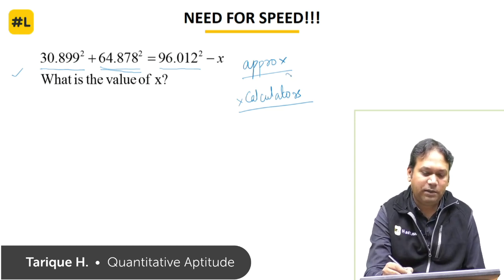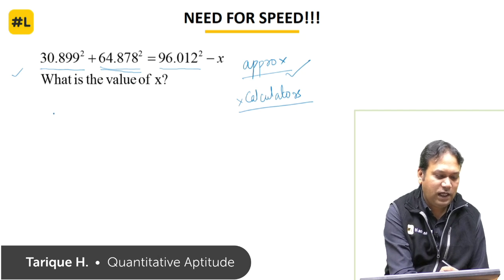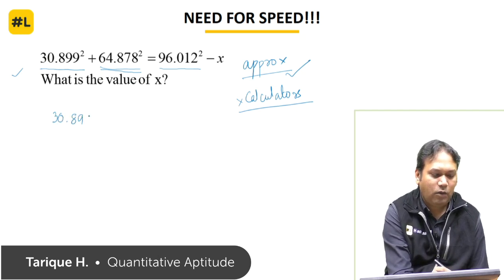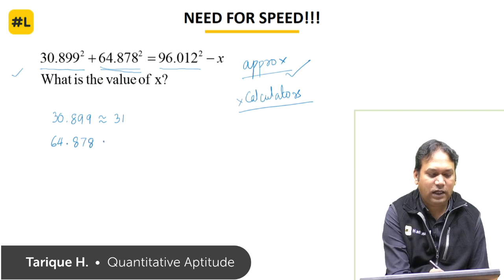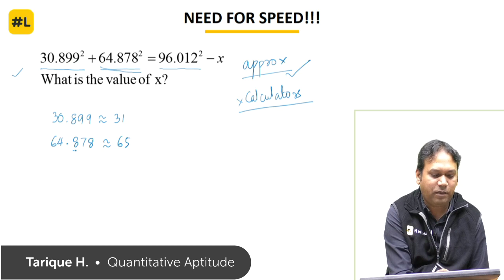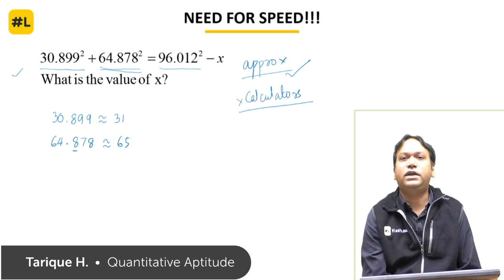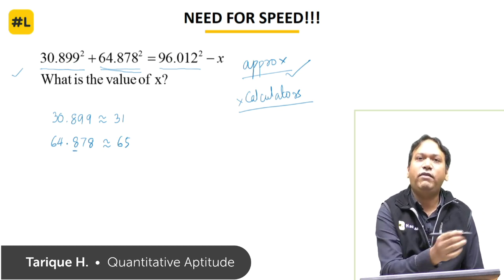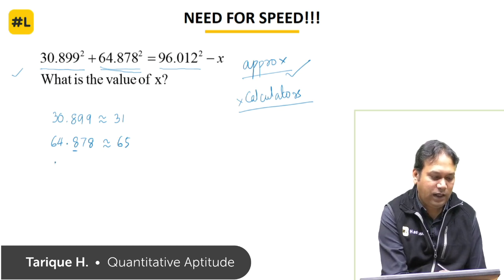So if it is an approximation question, first we see that 30.899, what is it approximately equal to? So you will say it is approximately 31, clear, and 64.878 is approximately equal to 65. We will take the higher value because it is above 0.5, it is 0.8. We take the higher value. Below 0.5 we will take the lower value.